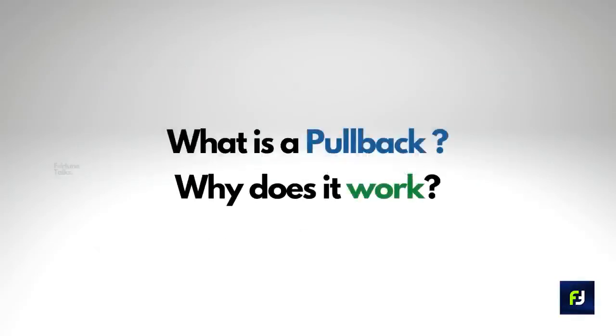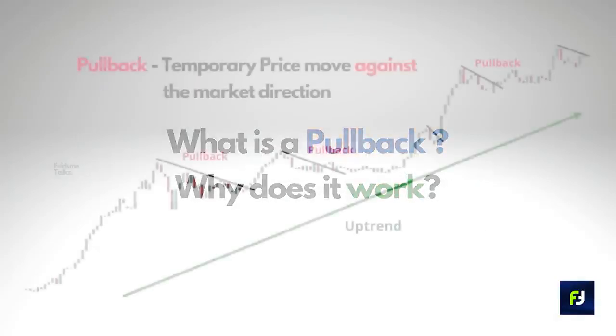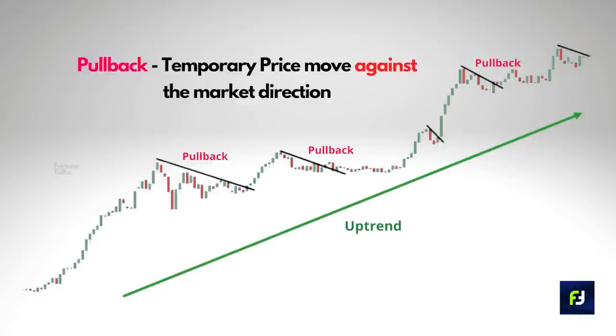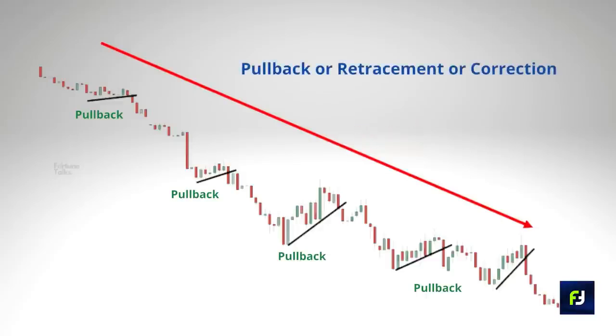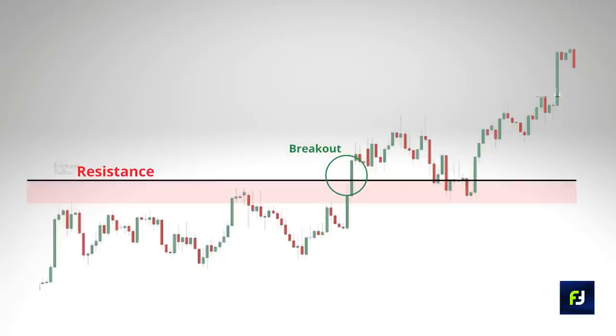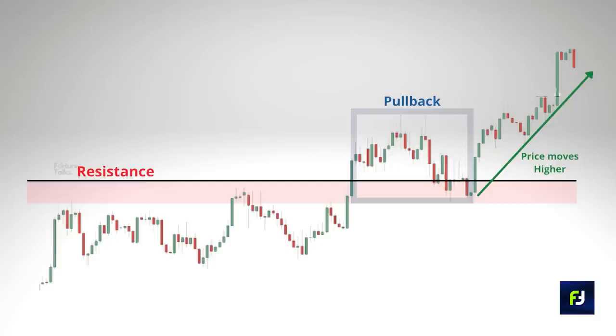What actually is pullback trading and why does it work in the market? Now, a pullback is when the price temporarily moves against the underlying trend in the market. For example, in an uptrend, a pullback would be a move lower, or we can say it is a corrective move. On the other hand, in a downtrend, a pullback would be a move higher. So in essence, what you are trying to do in pullback trading is to buy the dips in the markets, or the retracements to a critical level, or the corrections in an existing trend. For example, the price breaks out of the resistance level with a strong candle and then it retraces or pulls back or tests the resistance level and then moves up higher.